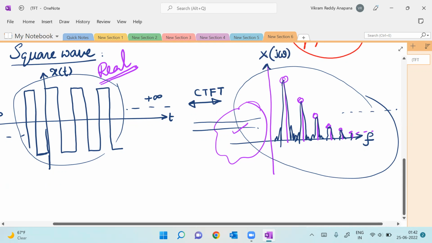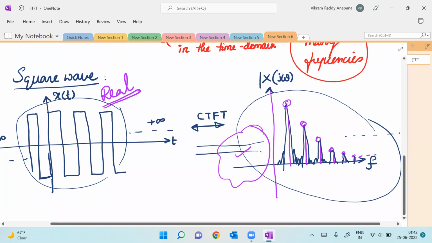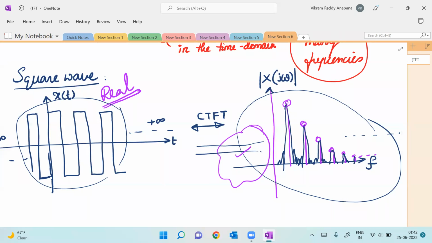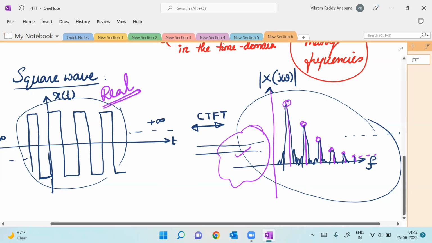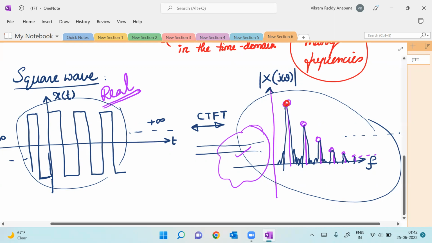Now, the quick takeaway: I'm taking the magnitude of the spectrum. If you observe carefully, this is the strongest spike I'm seeing here. Strongest spike means I have a frequency component with high amplitude. Now, do you know at what frequency you get this very high amplitude?